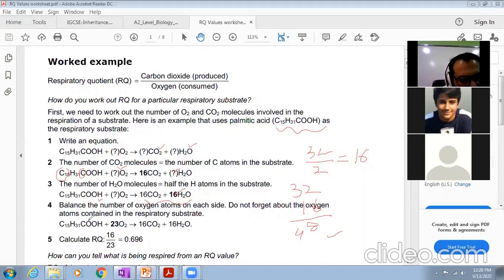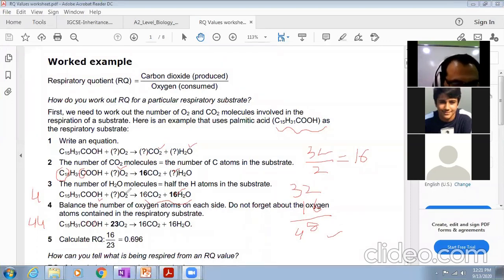Now from this side, let me check. One oxygen is this, one is this. So 2 oxygen, right? And before the equation, you can check it: 1, 2, and 2, 4. 4 on this side I have. So 48 minus 4, how much? 44, right?